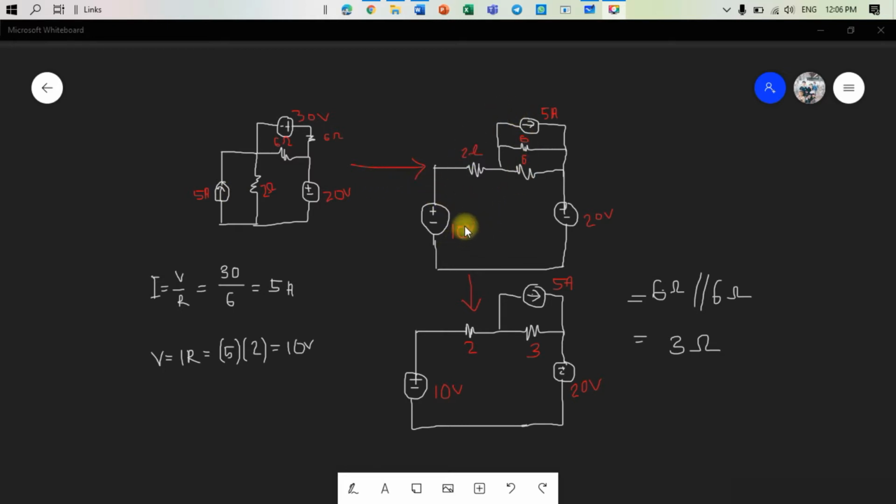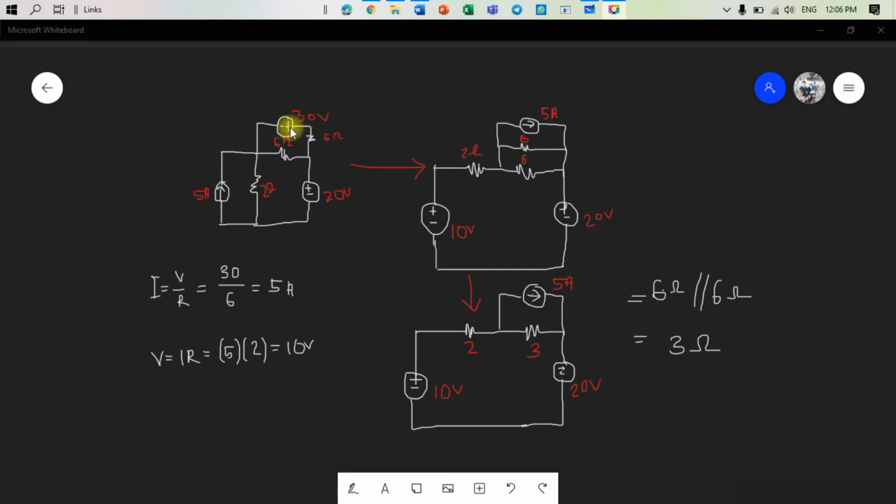10 volt, which the calculation is right here. V equals IR, which is 5 ampere times 2 ohms, and we will get 10 volt, and automatically the resistance will be in series with the source. And the second one is the 5 ampere current source.